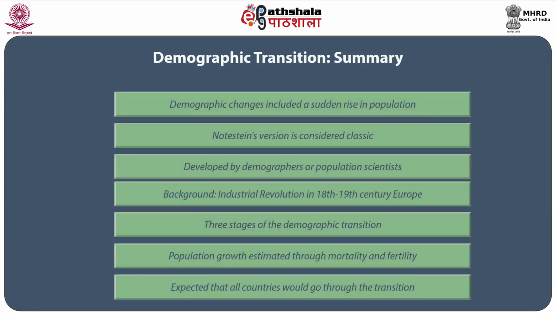Developed by demographers and several population scientists, the demographic transition, we can see, starts from Notestein's version, which is considered to be the classic. The demographic changes included a sudden rise in population and a never-before reduced family size, which needed explanation. The background is the Industrial Revolution in 18th and 19th century Europe. The three stages of this demographic transition in the characteristics of these countries have been aptly described. Population growth was estimated through both fertility and mortality, and it was expected that all countries would go through the transition.